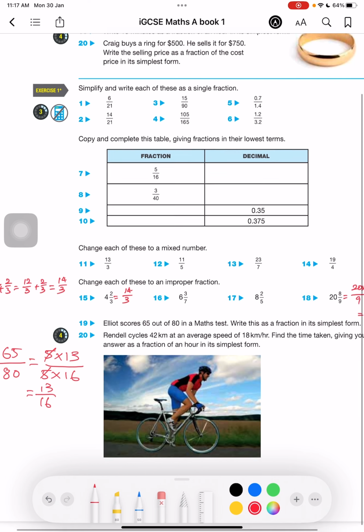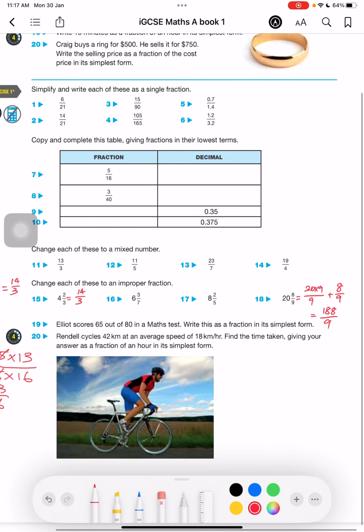So for question 20, Randall cycles 42 kilometers at an average speed of 18 kilometers per hour. Find the time taken, giving your answer as a fraction of an hour in its simplest form. In this case, you will need an outside formula. Probably you learned this in physics, where you need to figure out the formula for time taken given speed.